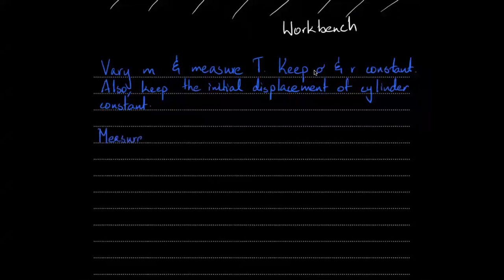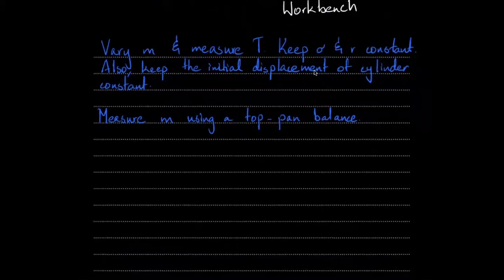So measure M using a top pan balance, or you can also write an electronic balance. Both of these are pretty much the same, except for how they actually work. But again, we are not interested in the working right now. We are just doing a practical, so you can write either of them. So measure the mass using a top pan balance.